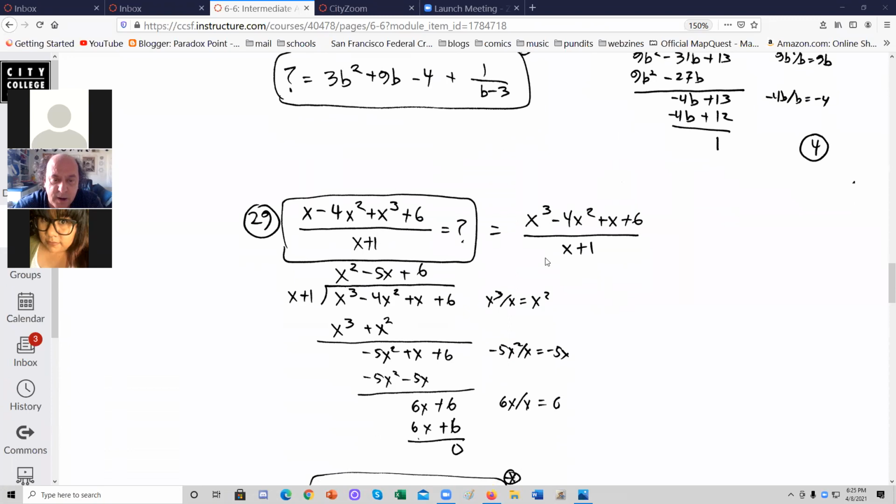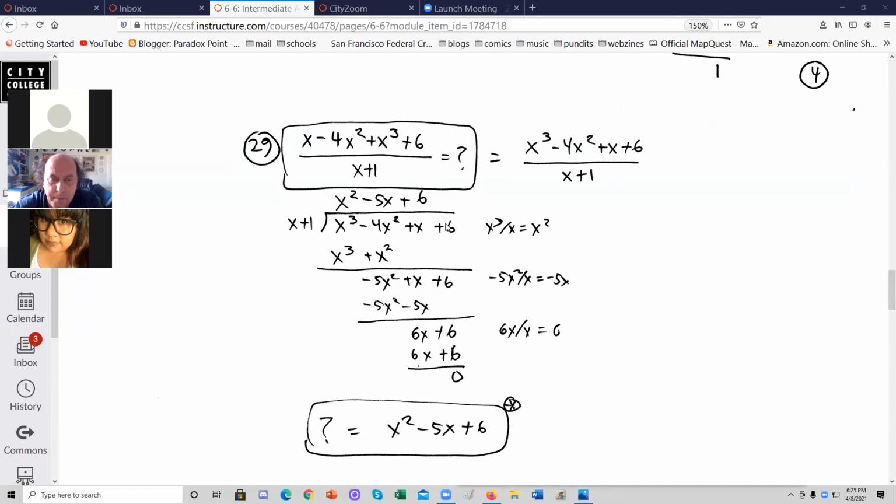Now here, they're deliberately scrambling it up. X minus 4x squared plus x cubed plus 6 over x minus 1. What's that? Well, again, we'll want to rewrite this leading from highest power down to the lowest. So after rewriting, it's x cubed minus 4x squared plus x plus 6 all over x plus 1. All right, x cubed minus 4x squared plus x plus 6 divided by x plus 1.